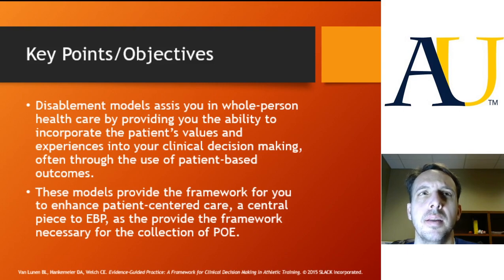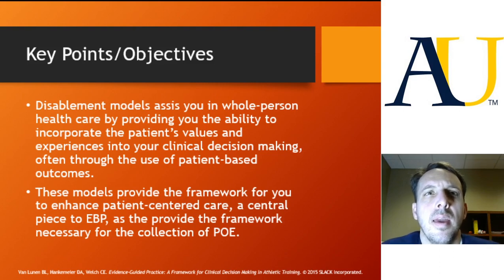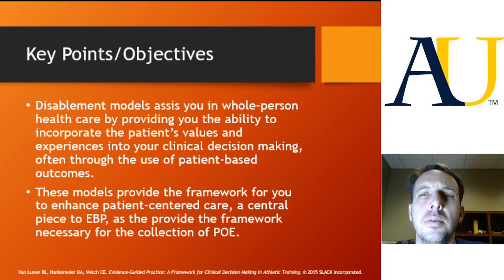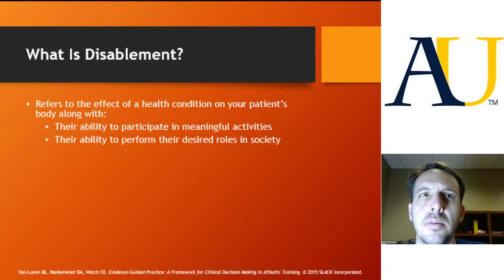So as far as objectives and key points, the objective is to explain these disablement models, but more importantly to show how these disablement models provide a framework for whole person healthcare, as well as a framework to enhance patient-centered care. So this is where we take the evidence that we have found and apply it with things like the patient values in order to get our overall decision for what we're going to apply, and then finally apply it in a patient-centered way.